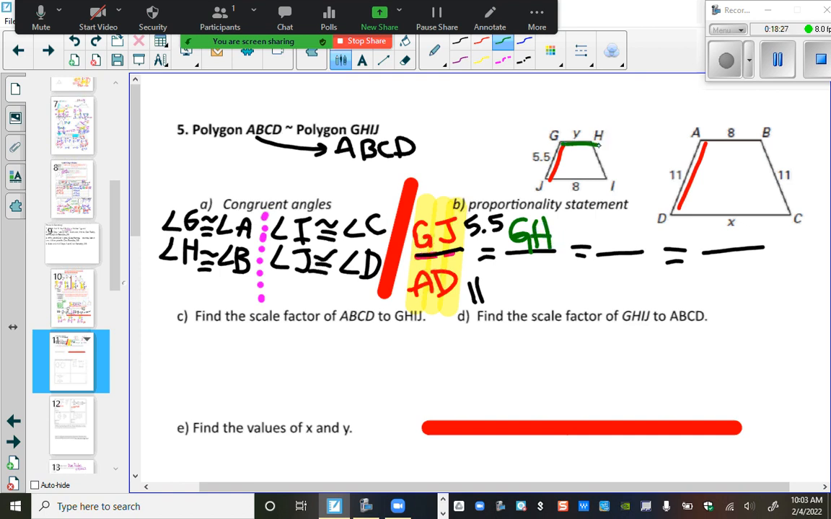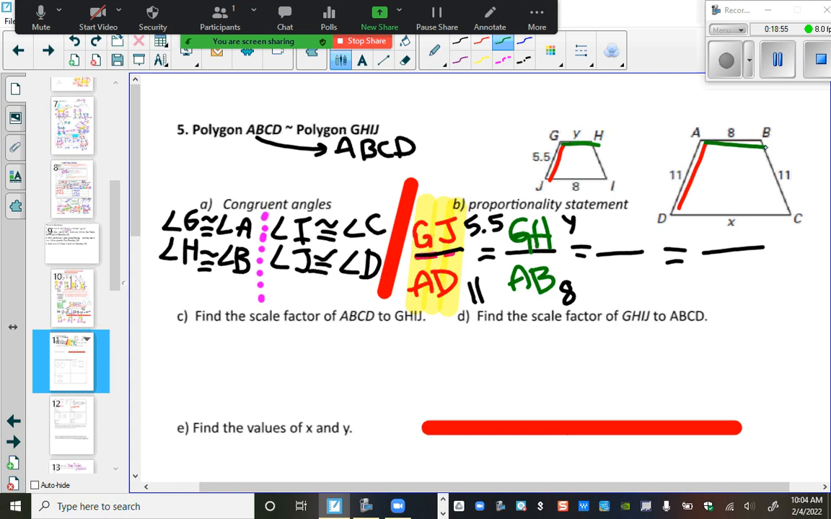GH. Boom. Which side matches with GH? AD. Now, do we know what GH is? Y. That's the Y value. What about AB? 8. Okay, this is going to help us down the road. You can see why we're doing this in a moment or two.